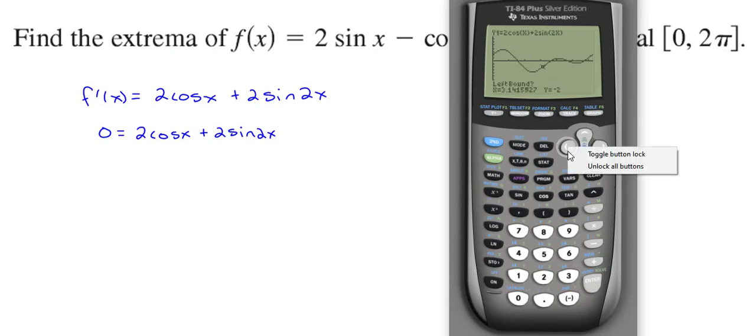Set up your, let's see, does the back arrow work? Yeah, it does. There we go. There's my left bound. Hit enter. Let's go right bound. Hit enter. Hit enter again for guess. There we go. 1.570 if you're truncating. Now we could store that value as A on our calculator if we needed to. All right. Go find the next one.